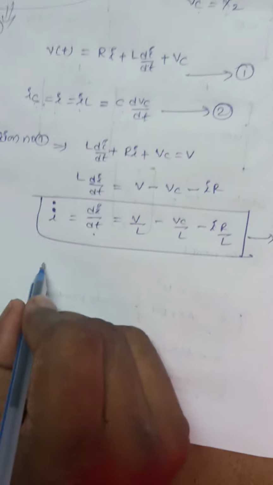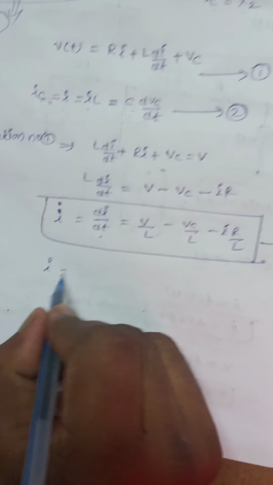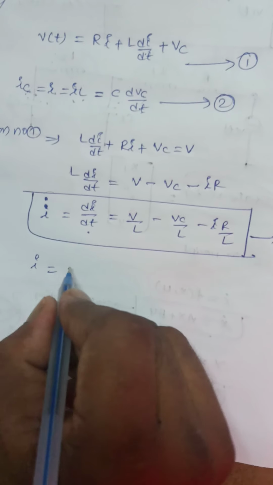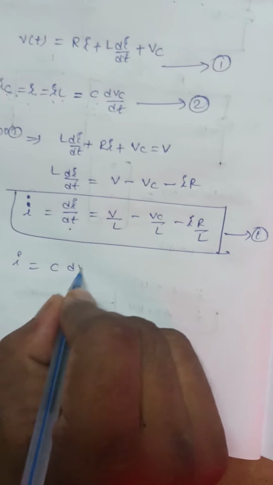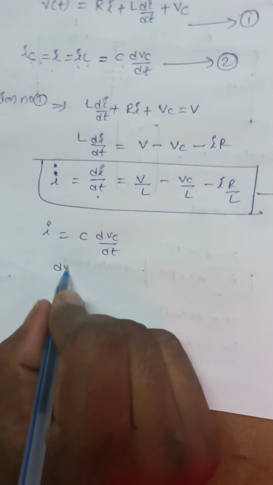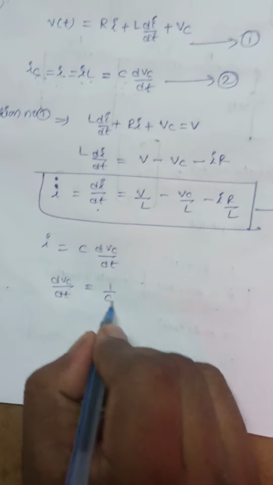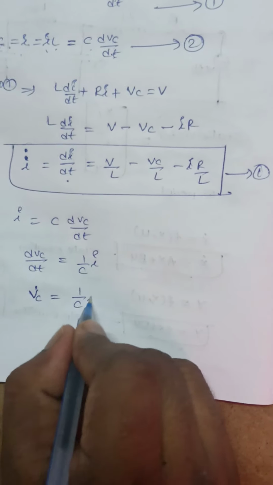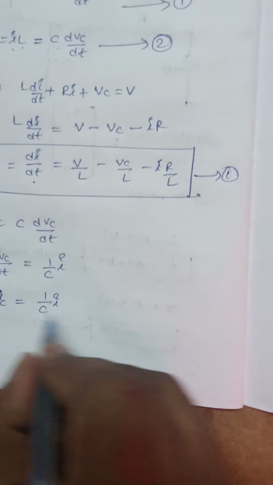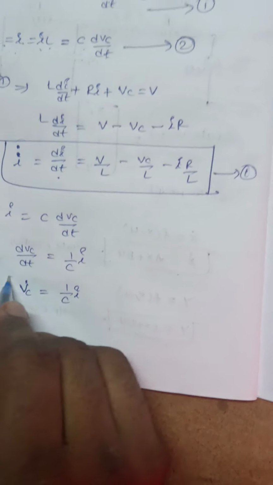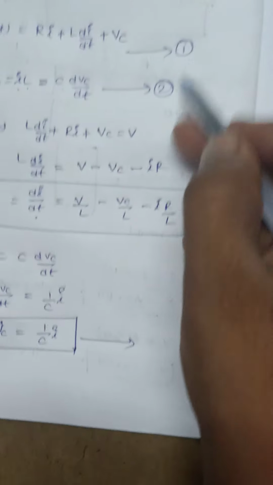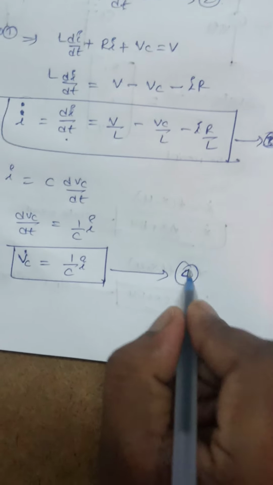Next, another equation here is this one. IC, or I, or IL is equal to C into dVc by dt. From this, dVc by dt is equal to 1 by C into I. So Vc dot is equal to 1 by C into I. So this is another equation. It is equation number 3 and equation number 4, because we already have 1 and 2.